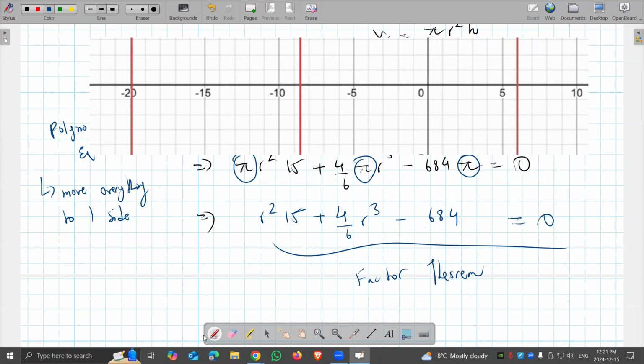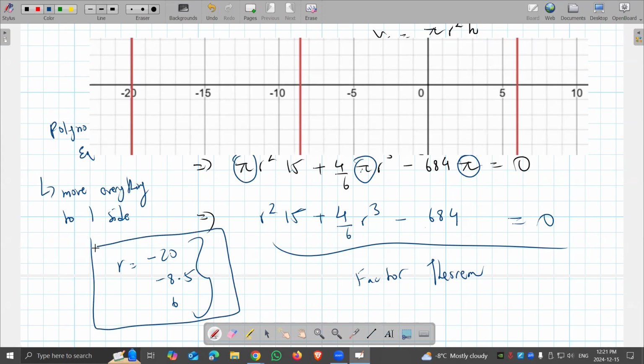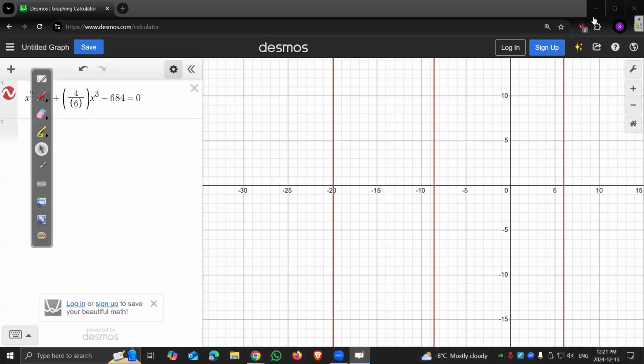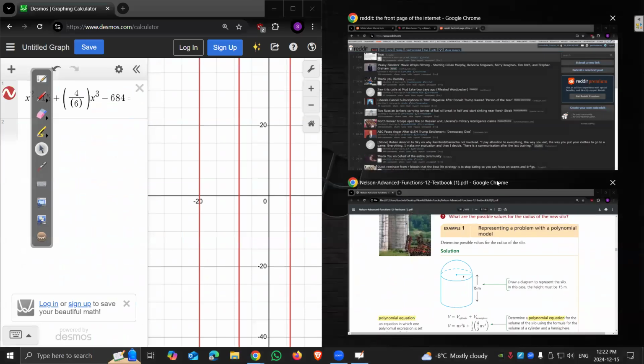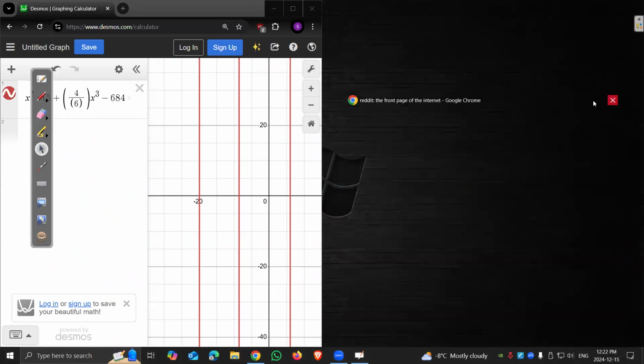So the cubic polynomial gave us radiuses of negative 20, negative 8-ish, and then 6. Which one of these is the answer to the question? 6, because the other two are negative, right? And there you go. That's it for this question. Obviously, we cheated, but that's how you'd do something like this. It's not a question that you would want to really craft by hand because of the 684 thingy, okay?